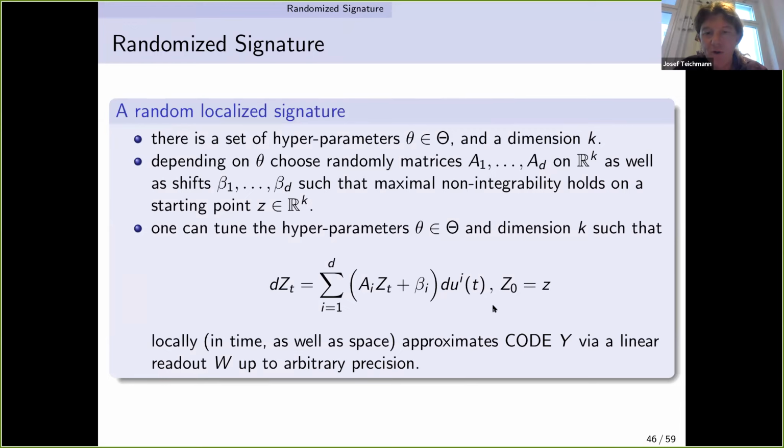Take a look at this equation here. This is a controlled ordinary differential equation driven by an input signal and having random matrices here and the random bias here. So it's an ordinary differential equation, a dynamical system with random features. What we actually prove here, and I think these are known techniques in machine learning or reservoir computing, is that even moderately high dimensional systems of such a type have universality properties with respect to other dynamical systems.